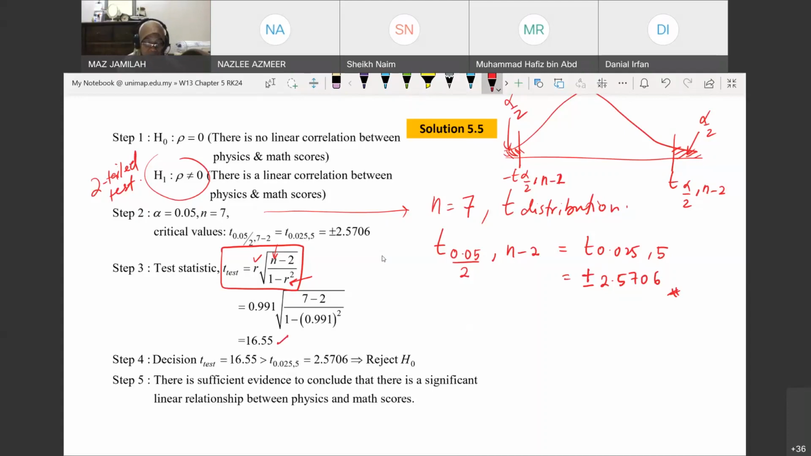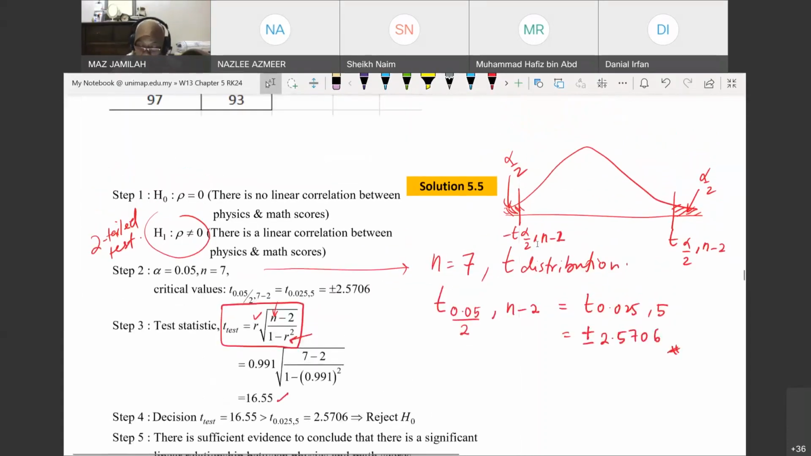Compared to your critical value. Now your critical value is between negative 2.5706 and positive 2.5706.